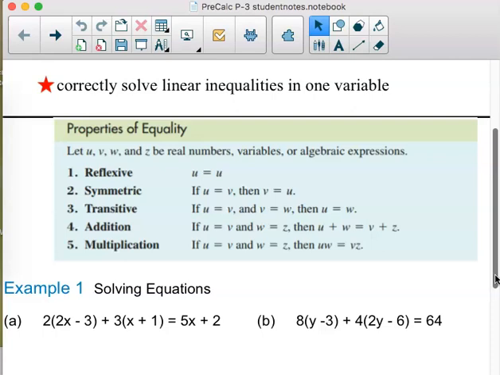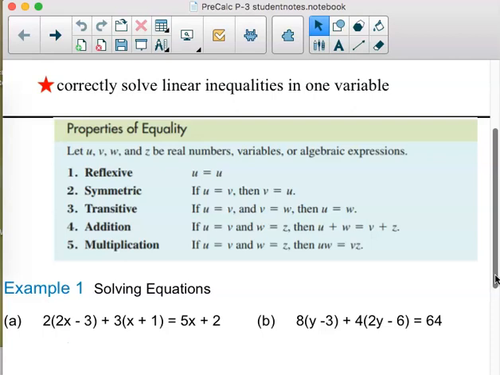Transitive. Addition. Very basic property. You use it all the time. Hey, I need to add a number to both sides of this equation. Addition property of equality. Hey, I need to multiply. Let's see. If U equals V and W equals Z, well, if I multiply these two together, that's going to equal the same thing as V times Z together. That's not one we use a whole lot. But obviously, because of the equality there, that's going to work.